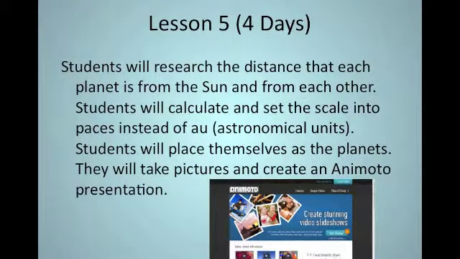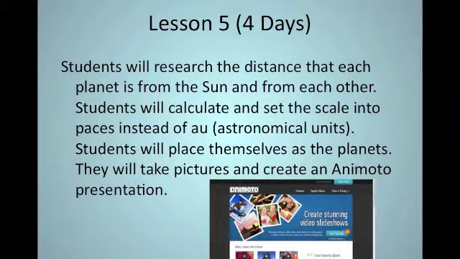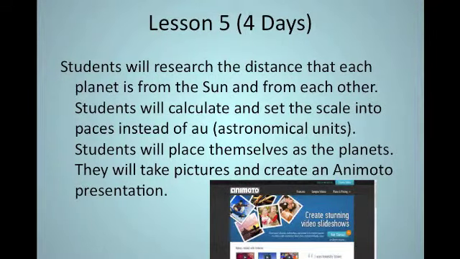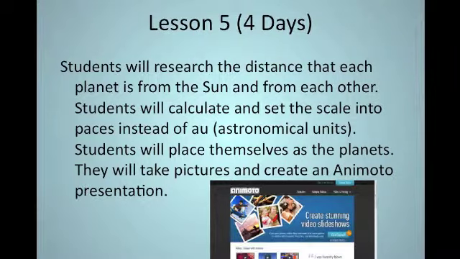Lesson 5, the last lesson of this unit. On day 1, for this lesson, the students will be integrating their math and science Common Core standards. On the first day, the students will be researching on Google how far each planet is away from the sun. This will help the students with the activity that they will be doing in a couple of days.